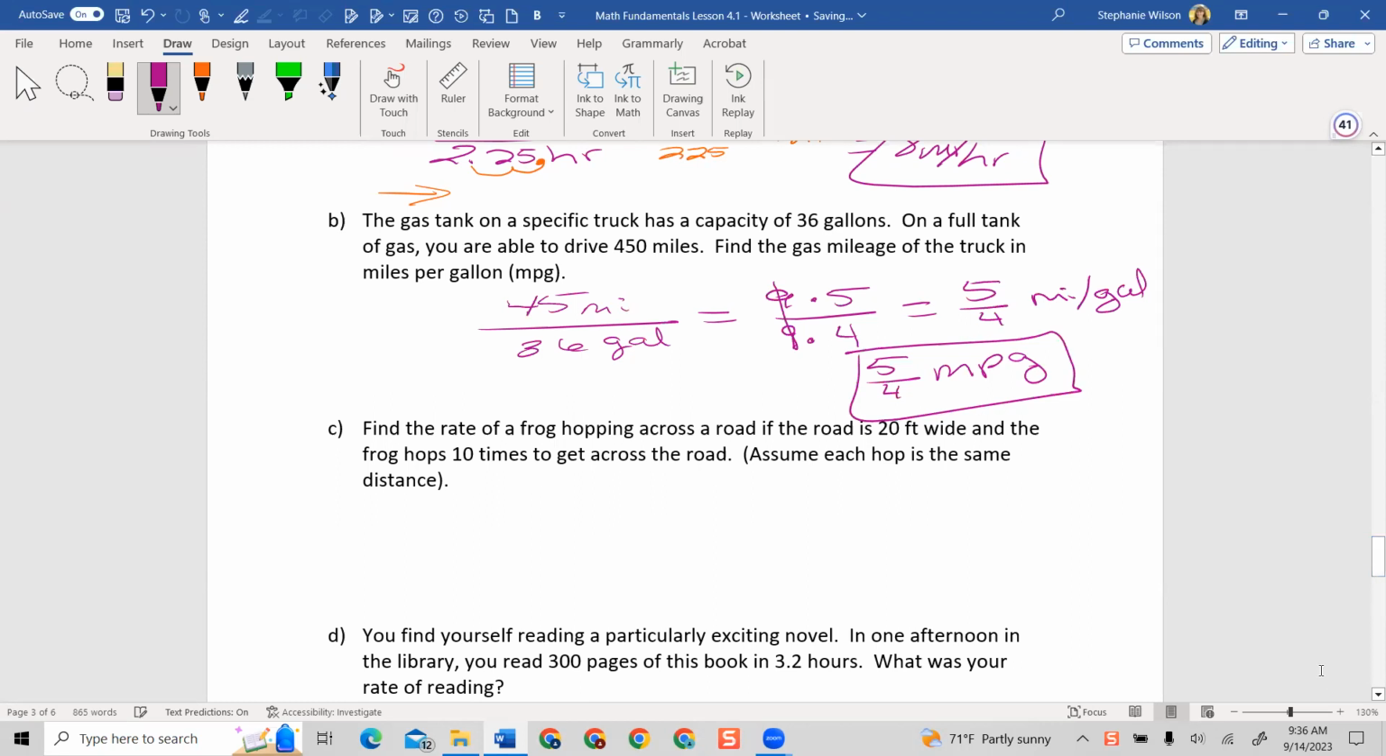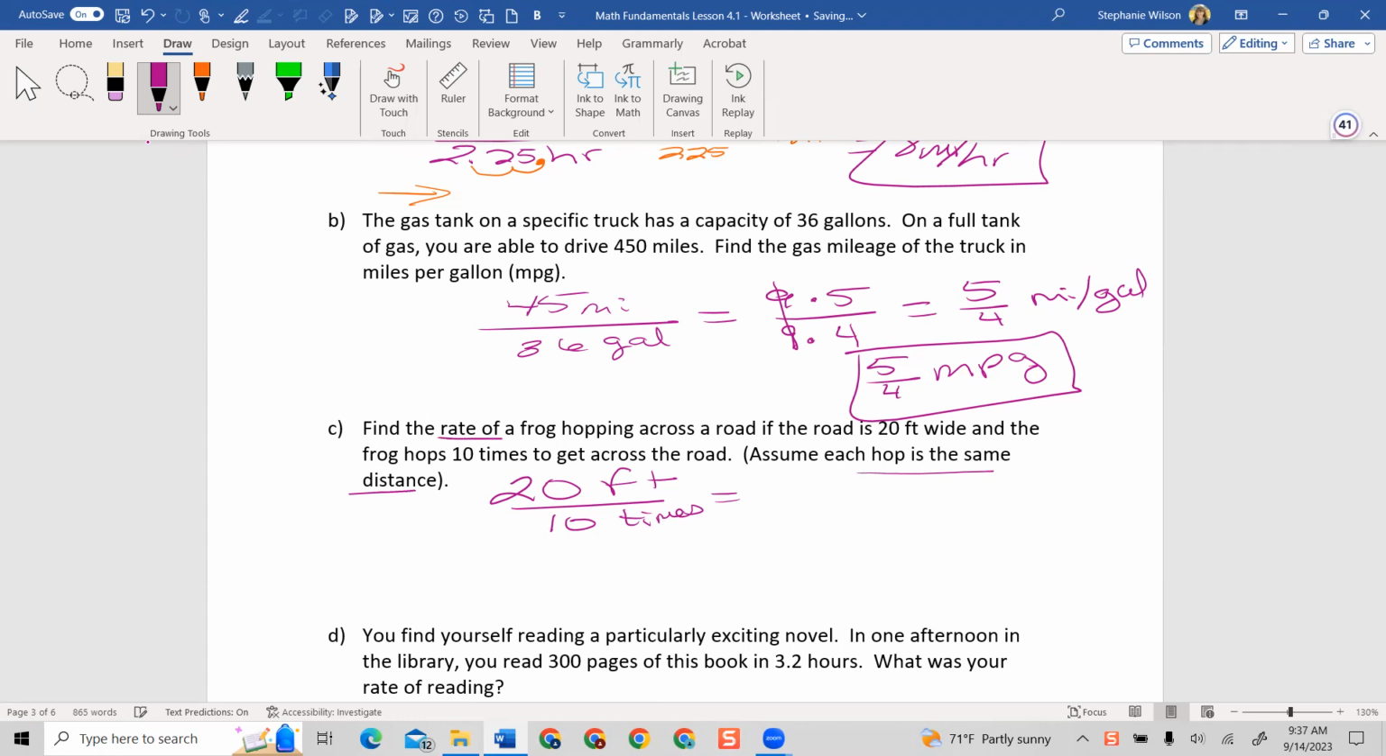All right. The next one says find the rate of the frog hopping across the road if the road is 15 feet wide and the frog hops 10 times to get across. So what we're going to do is find the distance. So we're going to take the 20 feet, and if I divide it by 10 times, I'm going to get, and we're going to multiply it, to be honest with you. Because what is it asking for? Assume the hop's the same distance. Oh, okay. It says to get across the road, it wants to know the rate.